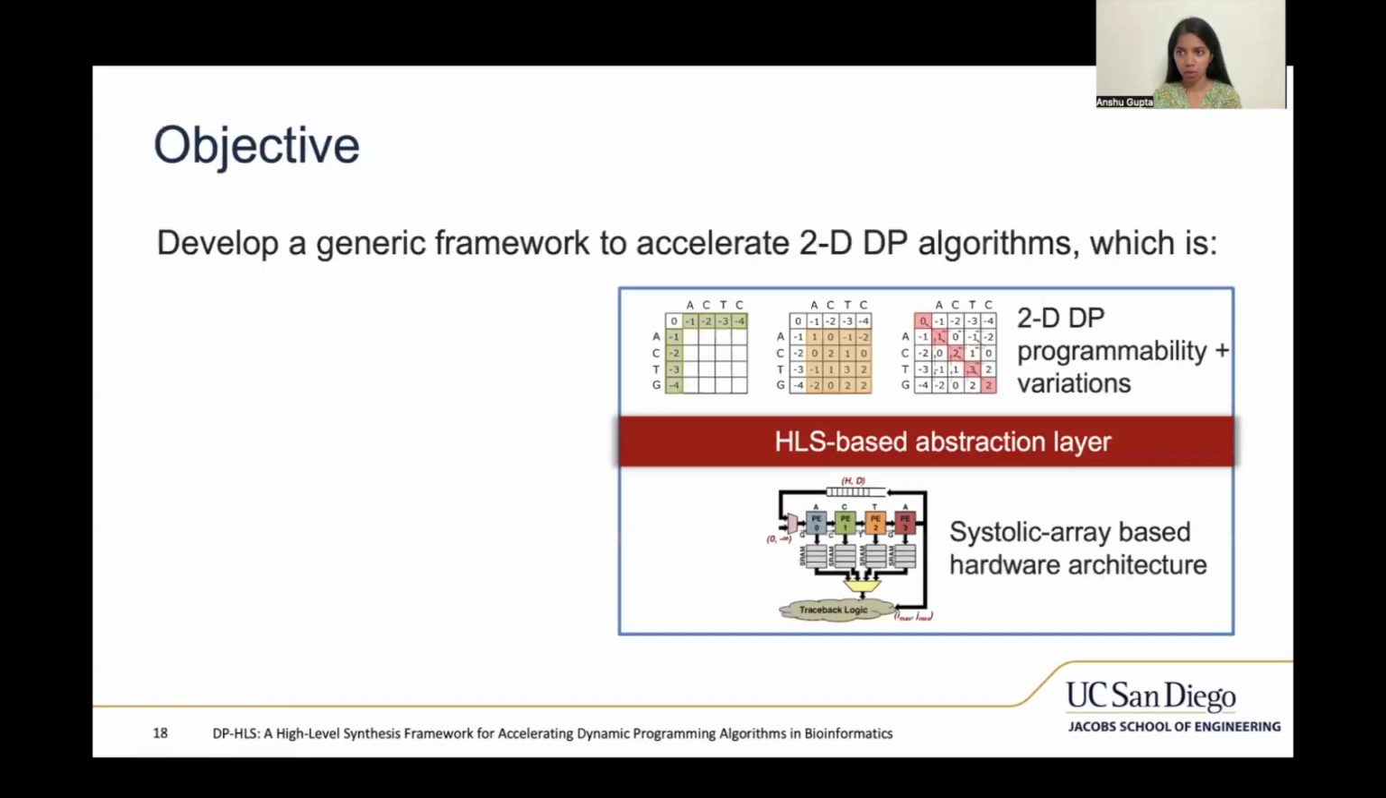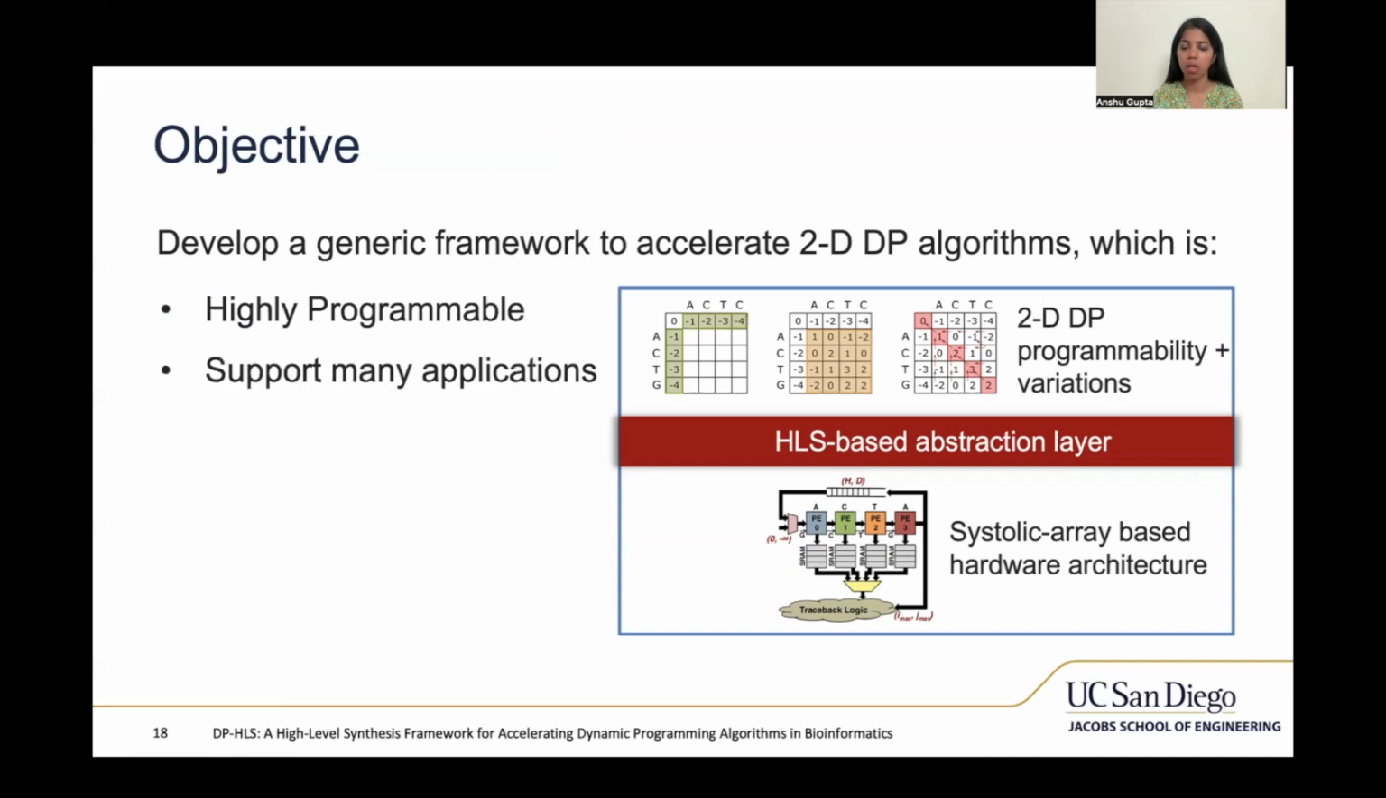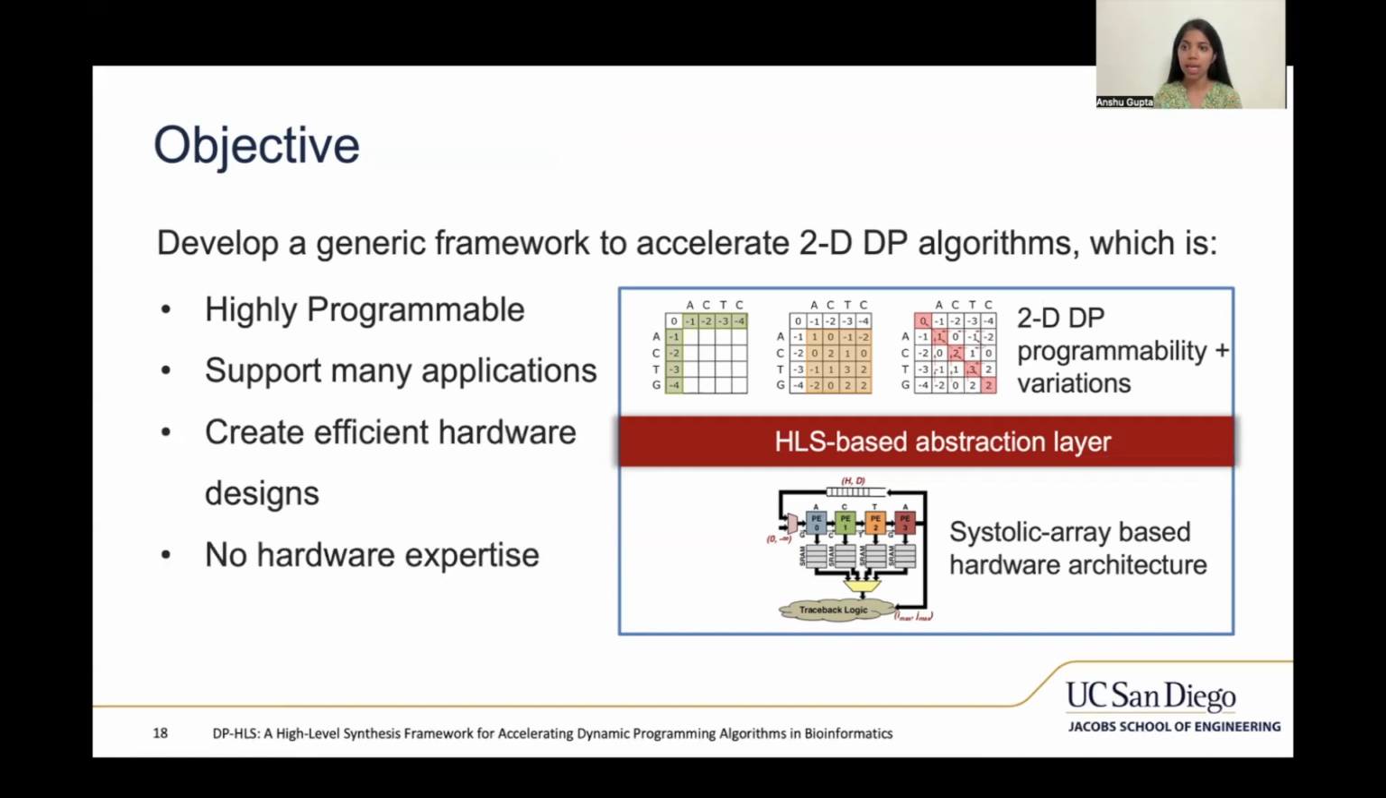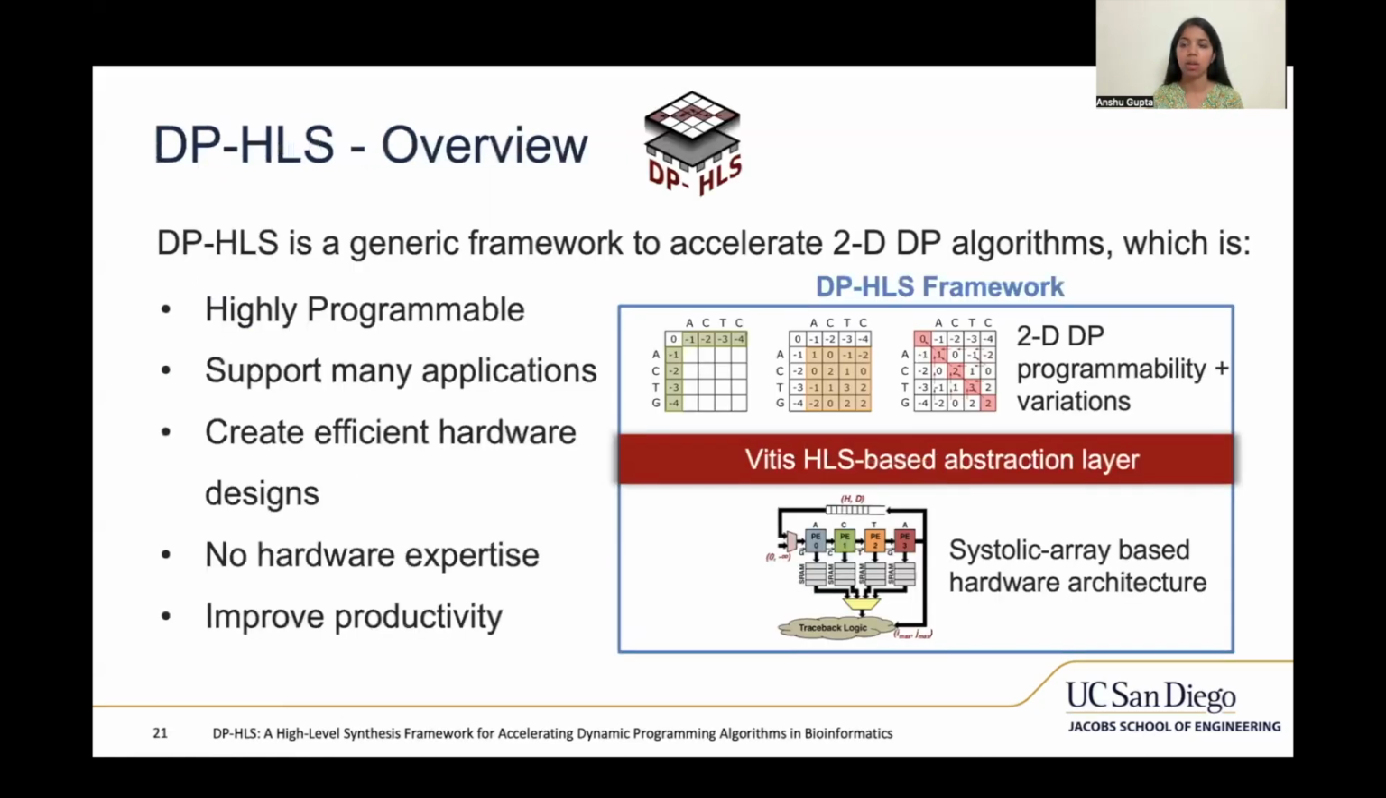With this, the objective of this work is to generate a generic framework which can accelerate 2D DP algorithms and which is highly programmable and can be used in multiple applications. And we want to create efficient hardware designs in very simple steps without involving any hardware design expertise, thus improving productivity to a great extent. Keeping these objectives in mind, we created DP-HLS, a generic framework. It's highly programmable, supports multiple applications, and creates a hardware design in very simple steps without requiring any hardware knowledge by the user, and it improves productivity.